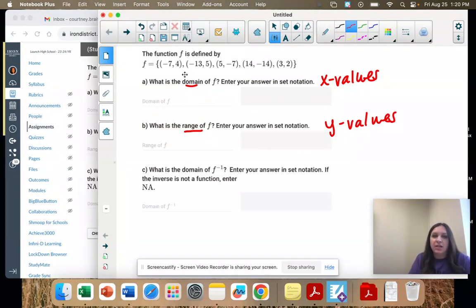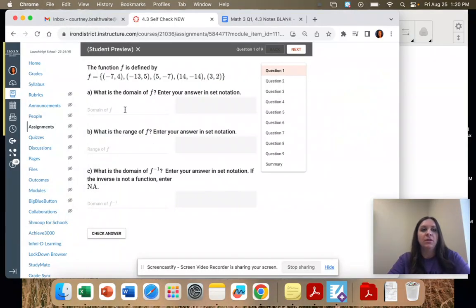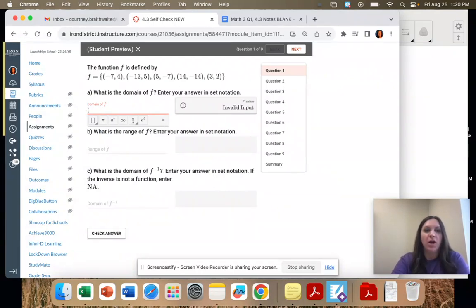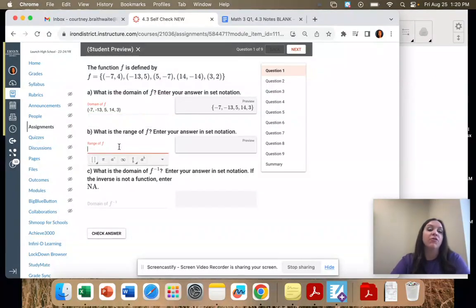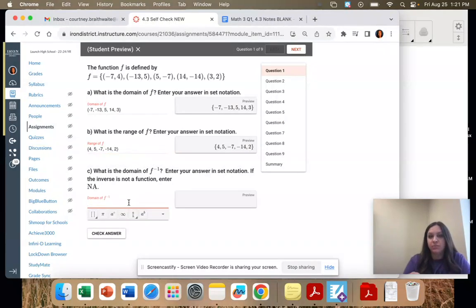So our set notation with domain, we're going to take every single x value. And we do the brackets, -7, -13, 5, 14, 3. And then range, we take all the y values. So 4, 5, -7, -14, and 2. And then it says, well, what's the domain of the inverse?